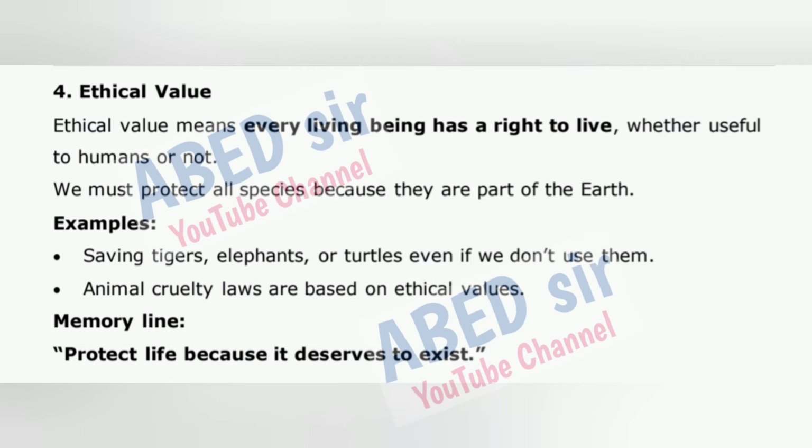4. Ethical value. Ethical value means every living being has a right to live, whether useful to humans or not. We must protect all species because they are part of the earth. Examples: saving tigers, elephants, or turtles even if we don't use them. Animal cruelty laws are based on ethical values. Memory line: protect life because it deserves to exist.